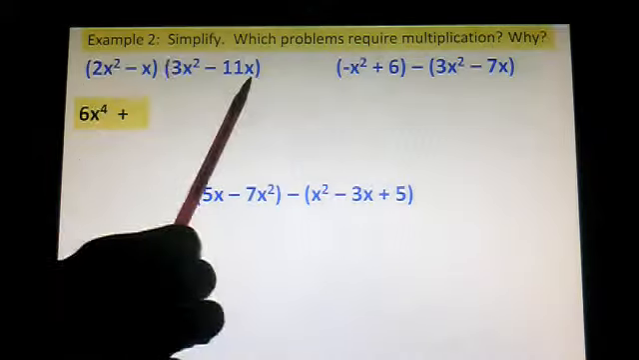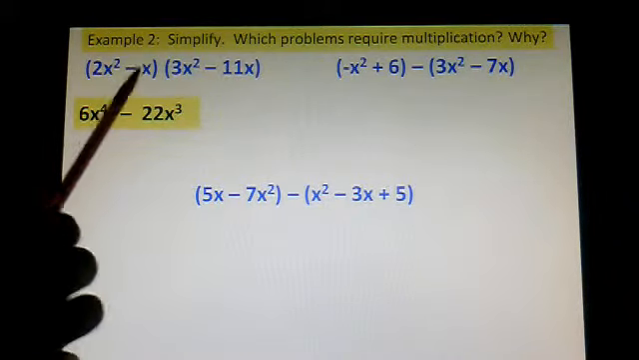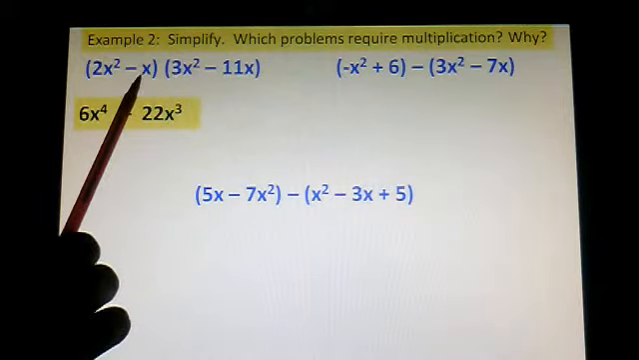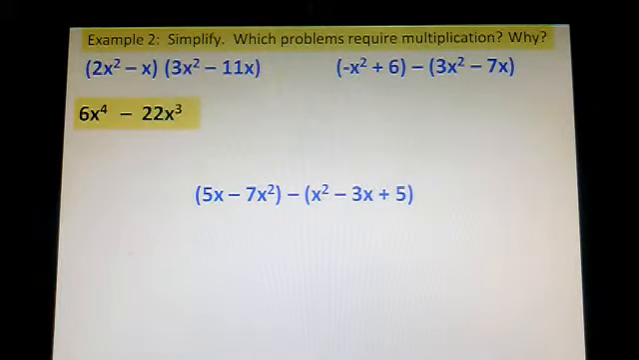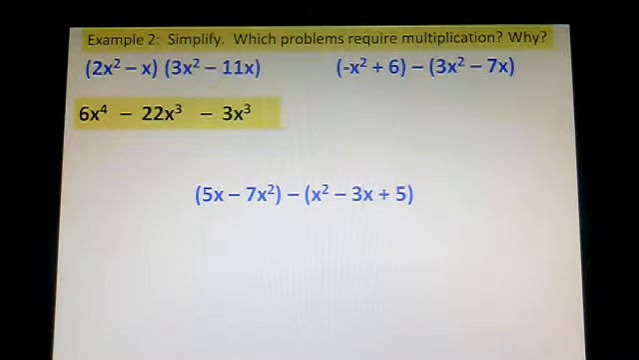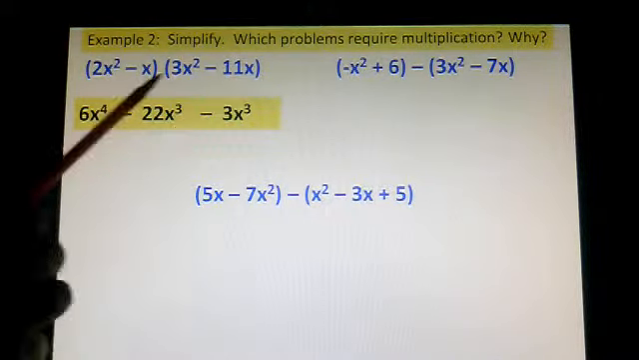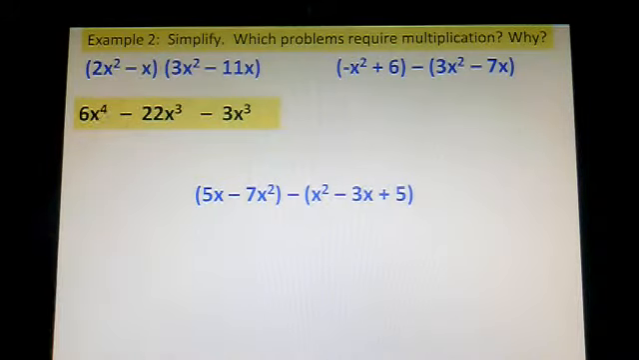X squared times another x gives you x to the third. And then your insides, you have negative x times an x squared, which gives you x to the third. And that becomes negative on there. And it looks like these can combine. We'll combine those next. And then you're doing the last terms, negative x times negative 11x. Multiply those two, and you get a positive 11x squared.